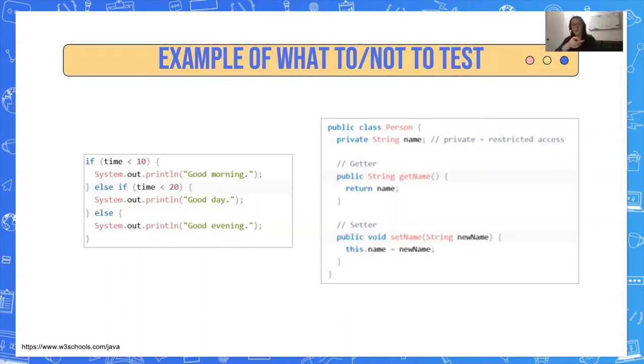On the right, we have an example of a get and a set. And for example, this get is just returning the name. So you don't actually have a lot to test. So we will probably test other parts of the code and not this specific one.